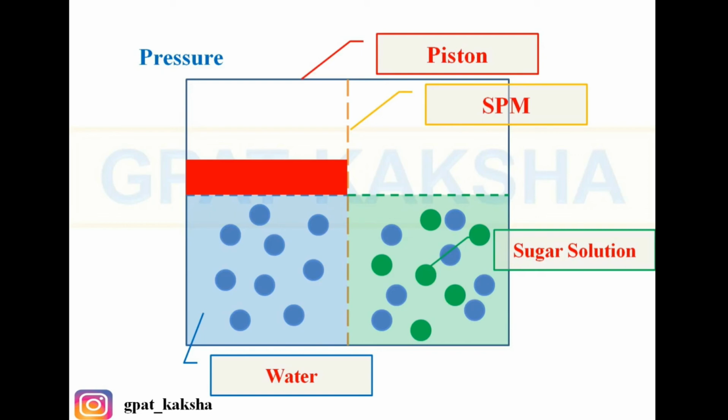In short, it is the amount of pressure which stops the movement of water molecule from sugar solution to water compartment. Means it is the pressure which is needed to stop the movement of water molecule from the region of higher concentration to the lower concentration through the semi-permeable membrane, or in other words we can say it is the minimum amount of pressure which is required to stop the osmosis. So this pressure is known as osmotic pressure.